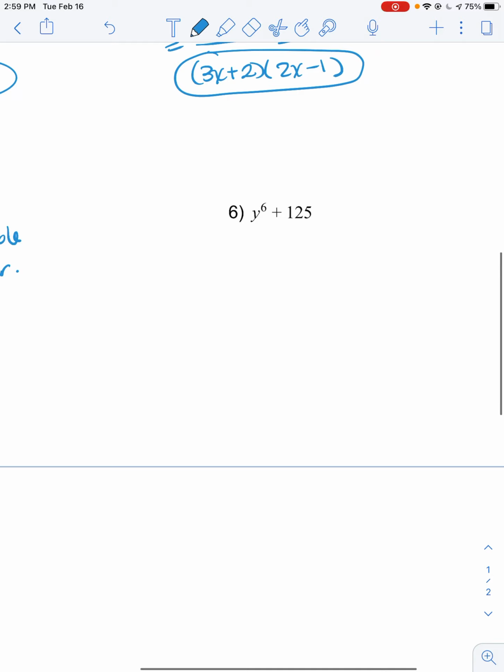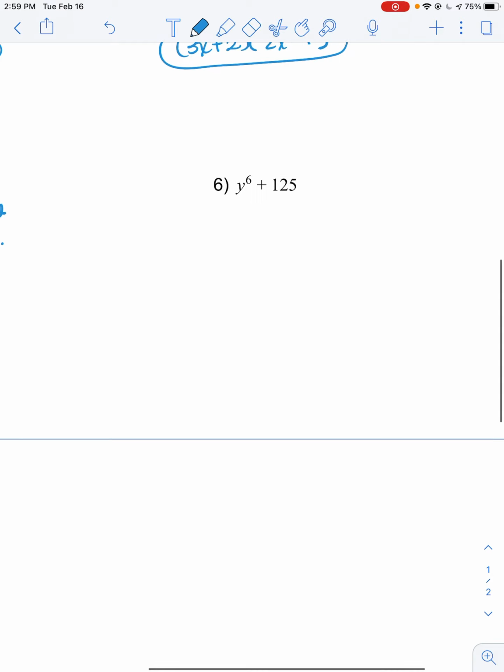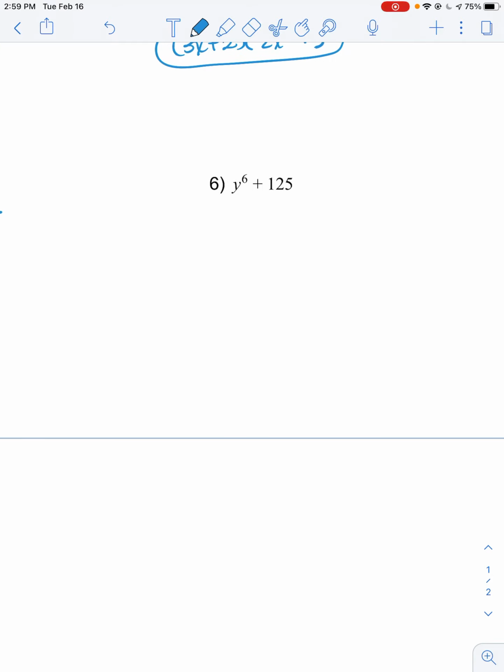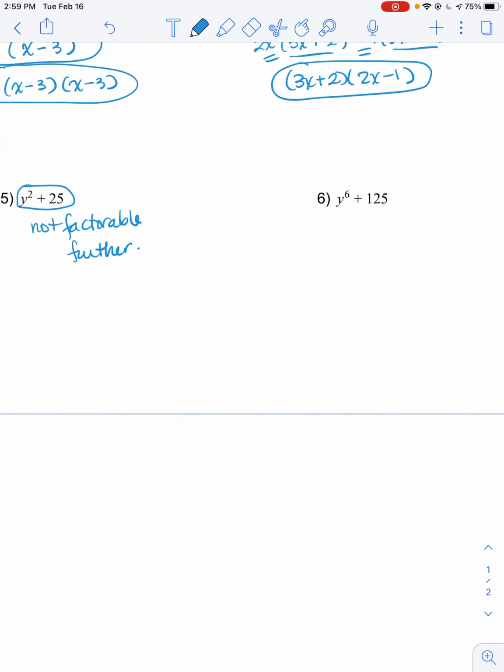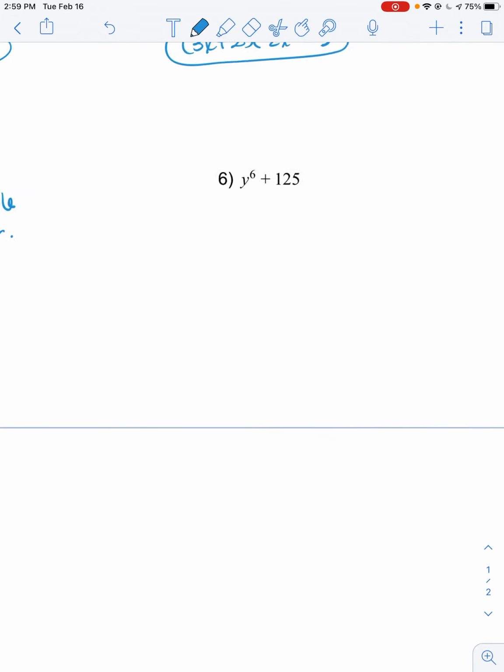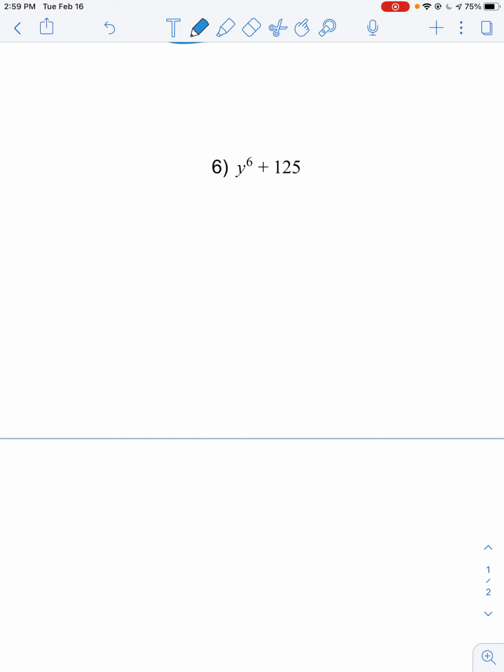Moving on to number 6. This example has 2 terms again with no GCF, and this is still a sum, so I want to compare this to number 5, but there's a big difference. It's not squares, it's cubes. So what is being cubed? I've got something cubed here and something cubed there. Whoops, it's 5. 5 is being cubed.